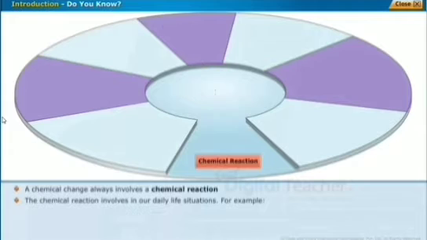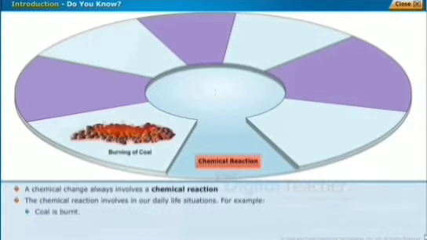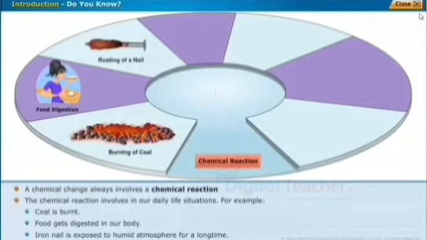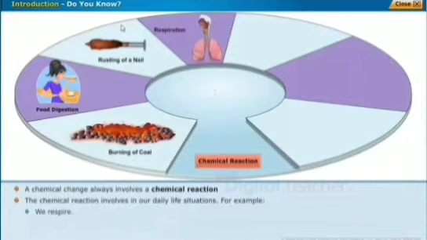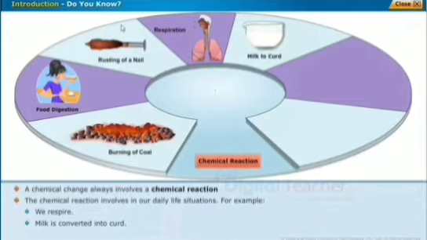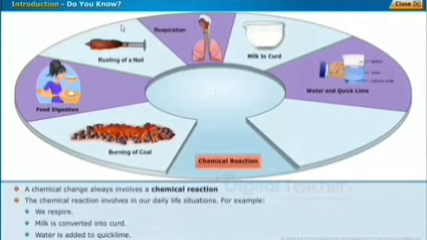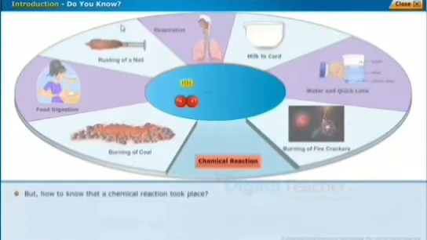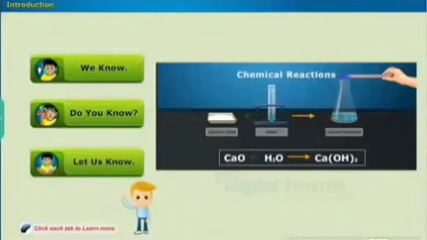A chemical change always involves a chemical reaction. Chemical reactions are involved in our daily life situations. For example, coal is burnt, food gets digested in our body. An iron nail is exposed to a humid atmosphere for a long time. We respire. Milk is converted into curd. Water is added to quicklime. Crackers are burnt. But how to know that a chemical reaction took place? Let us discuss some examples of chemical reactions.